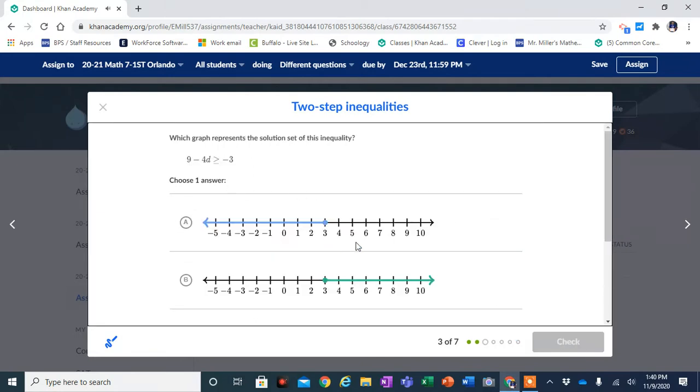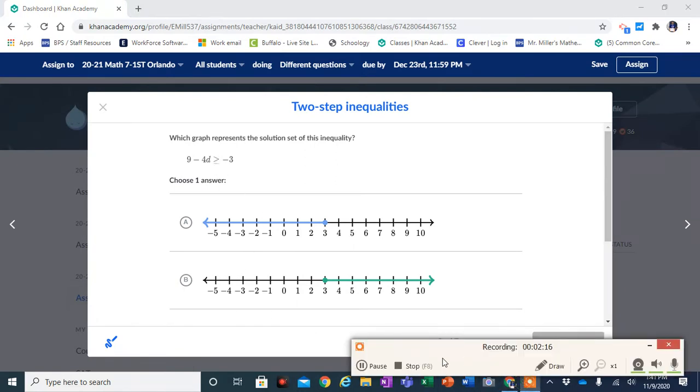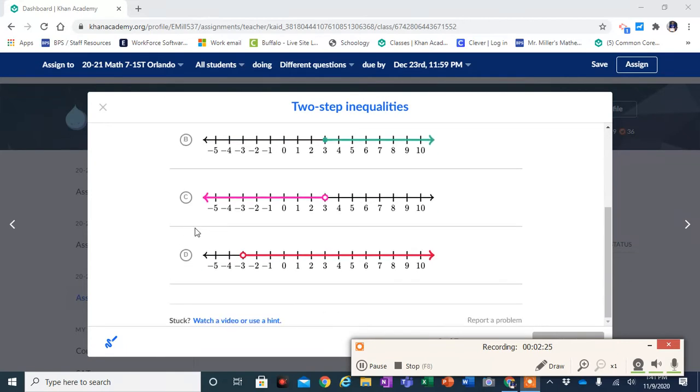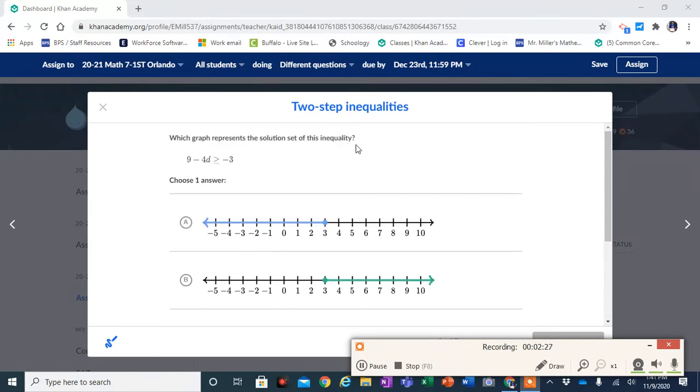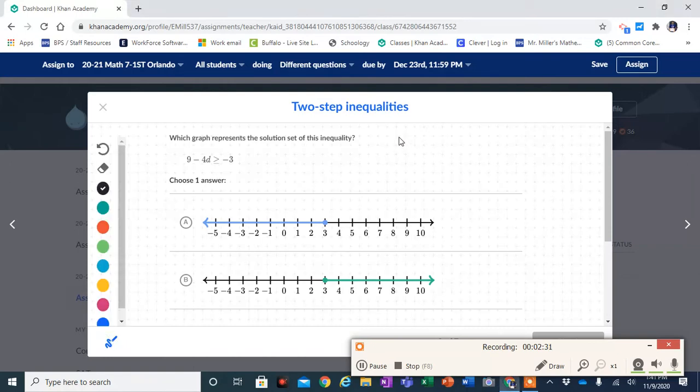All right, for this one, we have to worry about the graphing. Remember, if there's a line underneath the symbol, that means that it would be a solid dot. So in this situation, the answer has to be A or B because there's a solid dot. So continuing to solve this, we would have 9 minus 4d greater than or equal to negative 3.